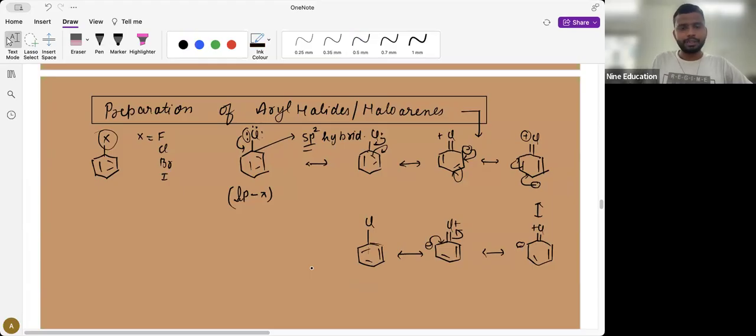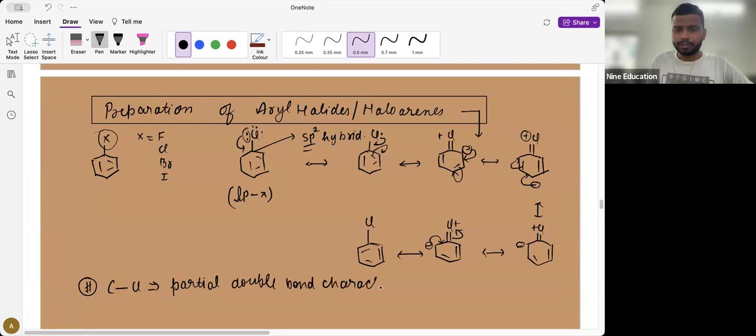See beta, due to this resonance only, the carbon and chlorine bond will be what? Partial, it has partial double bond character. It has partial double bond character.